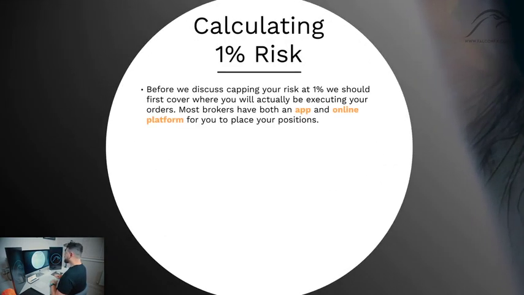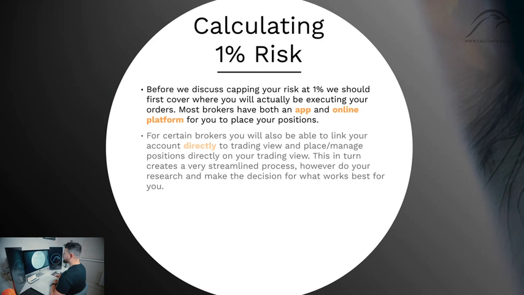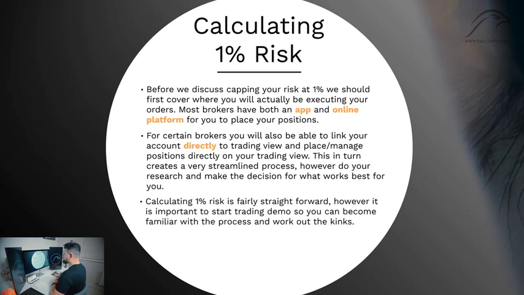So calculating our 1%. Before we discuss capping your risk at 1%, we should first cover where you'll actually be executing your orders. Most brokers will have an app and an online platform, and I'll show you that. So you can either do that on the desktop or on your phone. For certain brokers, you'll also be able to link your account directly to TradingView and manage your positions directly on TradingView. This in turn creates a very streamlined process. However, do your research and make that decision on what's best for you.